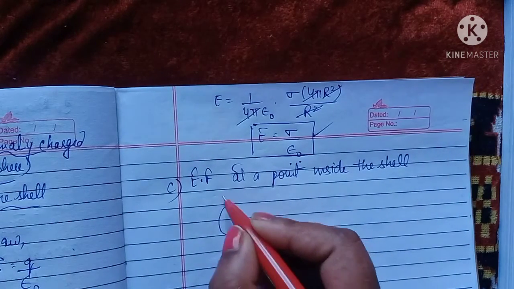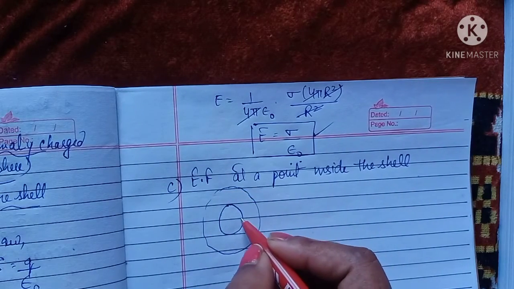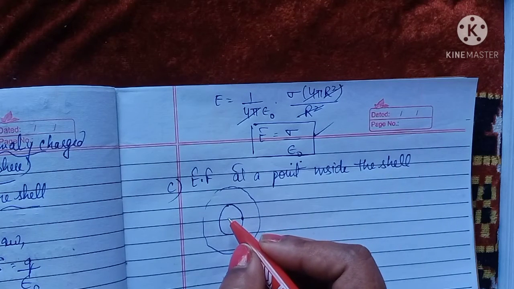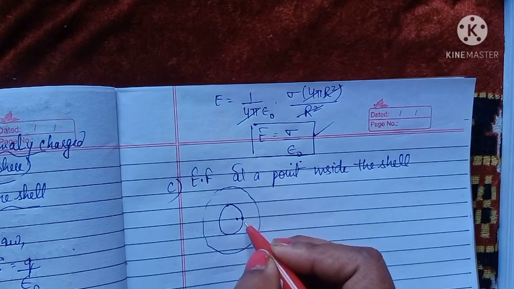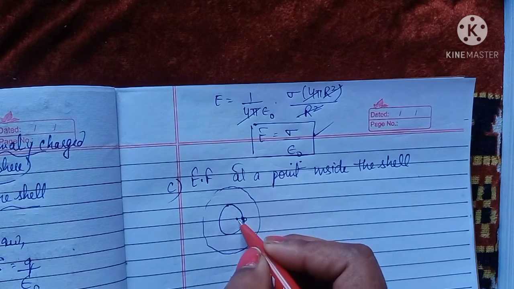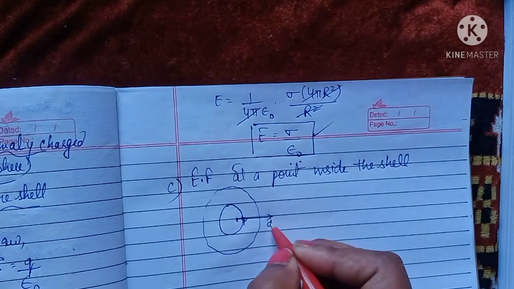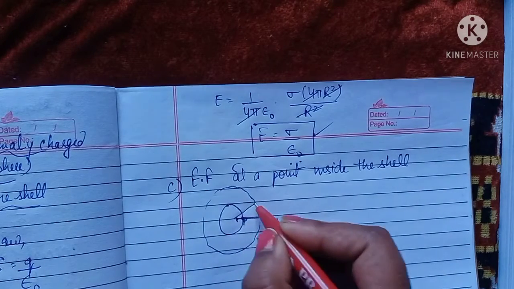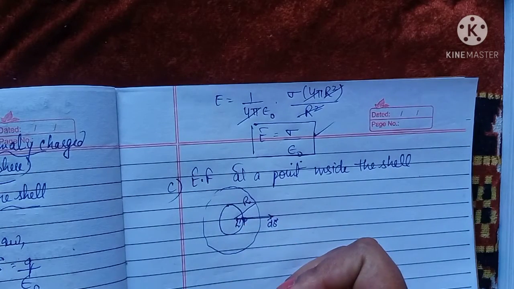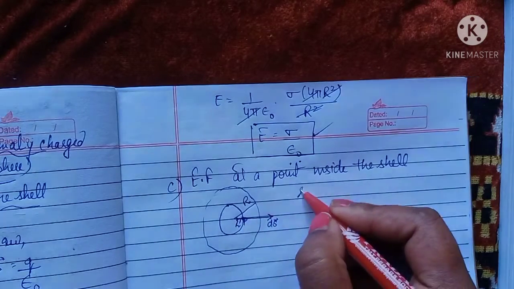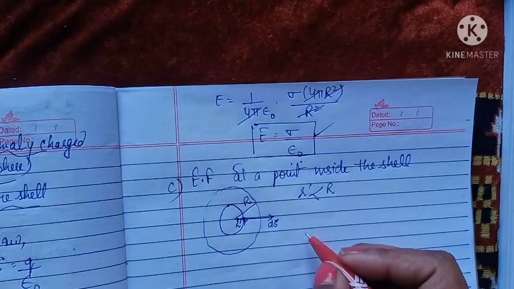Let's say this is our sphere, and this is our Gaussian surface over here. Now where does the point P lie? Inside the shell. Inside the shell means, let's say, here it is, right? This is your point P. So what is the area vector? The area vector again goes like this. This is your capital R and this is your small r. So r dash, we will represent it by r dash. Obviously R is bigger than r dash, right?